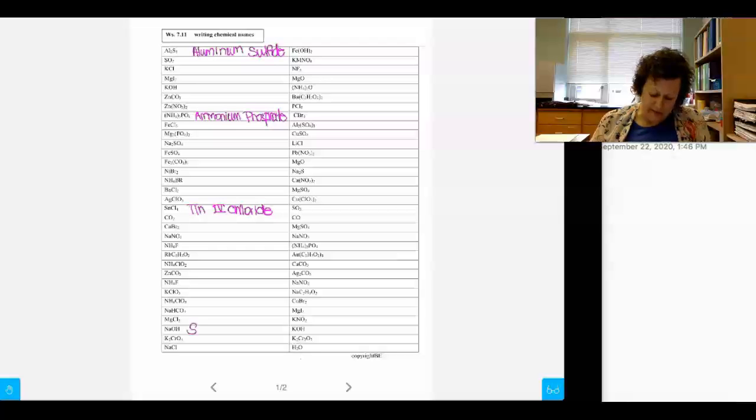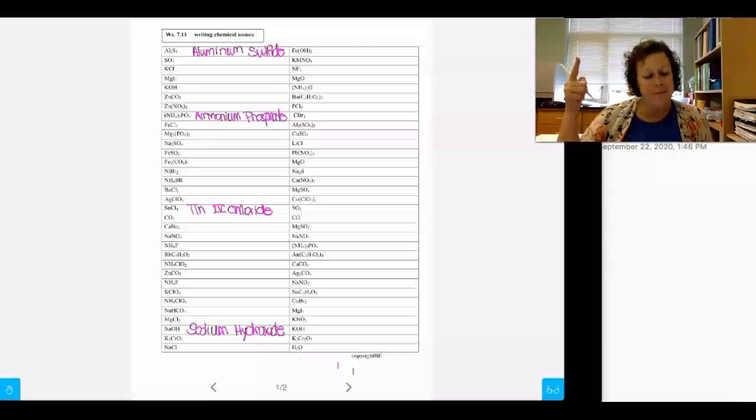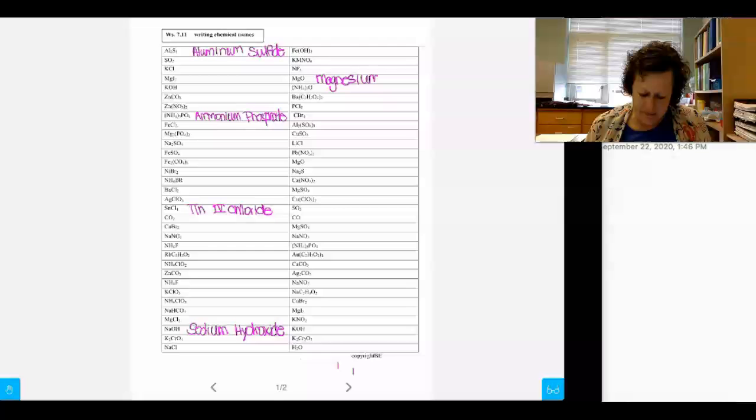All right, sodium hydroxide. What is that? Do you remember? In water, it's a base. It's all about the base. Okay, I know, Miss Nicholson's crazy. All right, MgO. MgO. It's magnesium oxide.